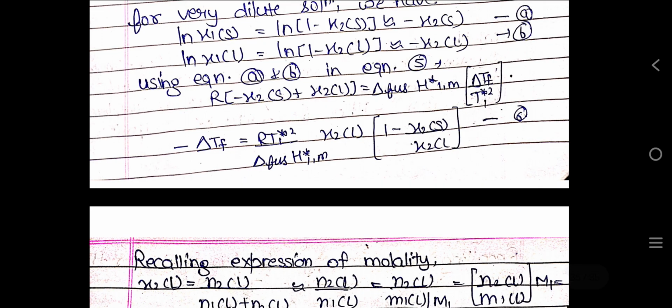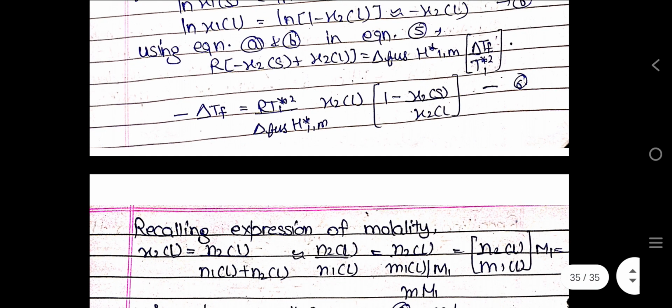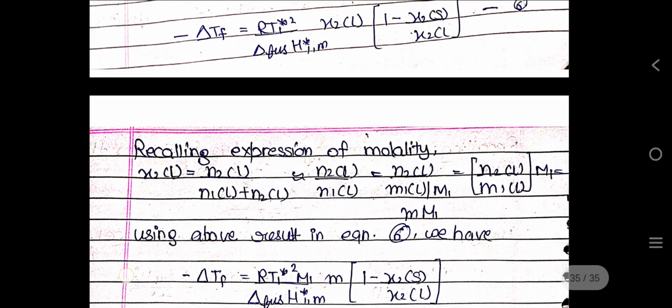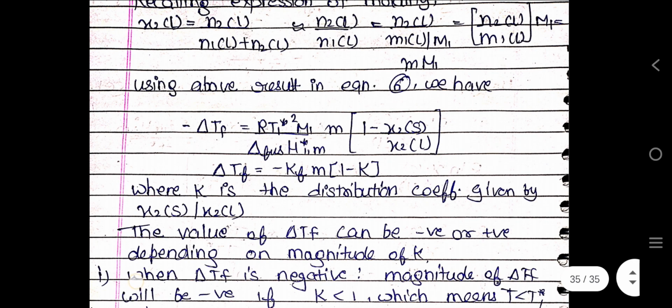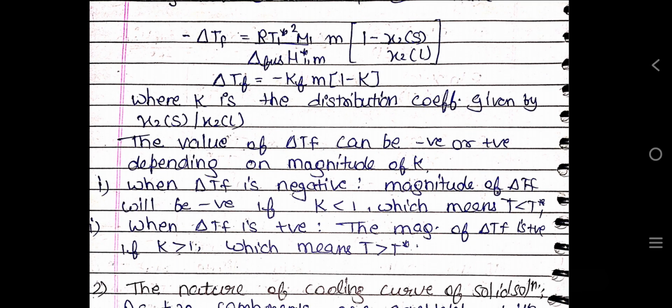So the equation takes the form R into ln of x1s minus ln of x1L is equal to del fusion H into minus del Tf by T1 squared. For dilute solution we have ln x1s is equal to ln of 1 minus x2s, corresponding to minus x2s, and ln of x1 liquid is equal to ln of 1 minus x2L, corresponding to minus x2L. Using equations A and B in equation 5, R into minus x2s plus x2L is equal to del fusion H into del Tf by T1 squared, so minus del Tf is equal to R T1 squared by del fusion H into x2L into 1 minus x2s by x2L.